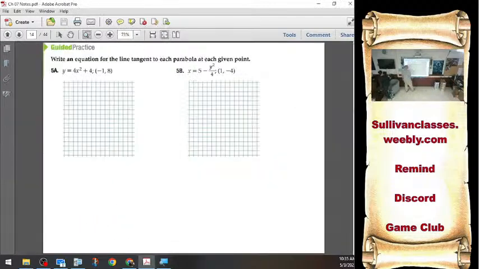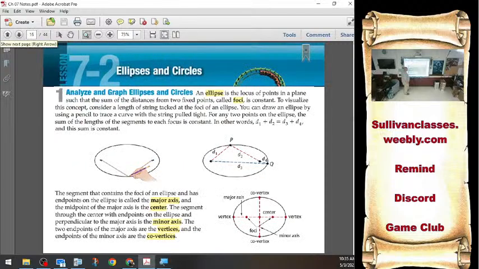It's got applications. You get up to calc, get into physics. But that's where we were supposed to end yesterday. This is where we're supposed to start today. Ellipses. Maybe in the old days you called it an oval.